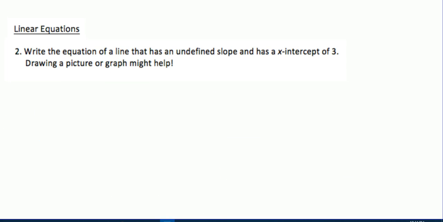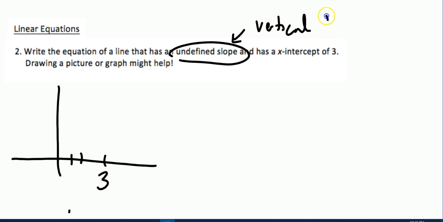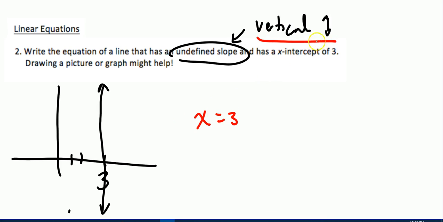Number 2, write an equation of a line that has an undefined slope and has an x-intercept of 3. Let's draw a picture. So, x-intercept of 3 would be something like, here's 3. Now, an undefined slope is a vertical slope. So that's a vertical slope, and vertical is up and down. So the line should look something like this. It's a horrible line, Mr. Lakin. So our answer here will be x equals 3. When you have a vertical line, it will always be x equals whatever number.